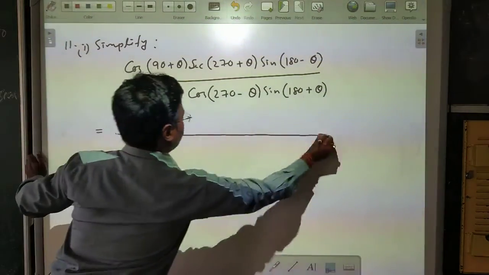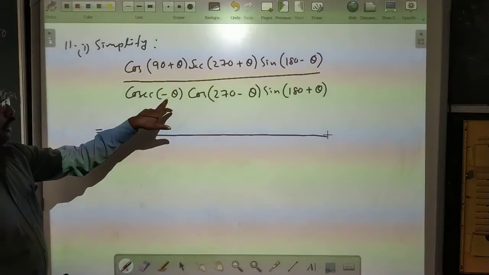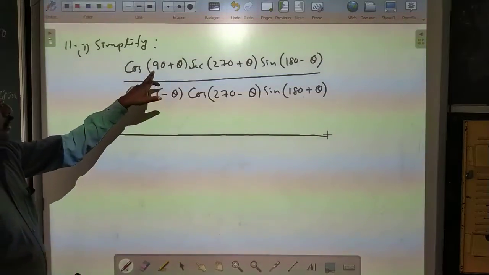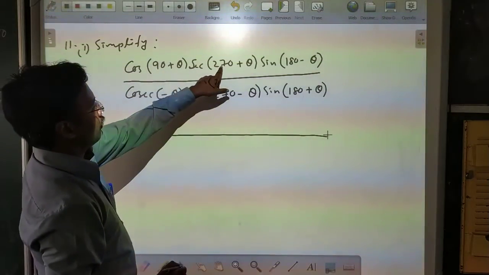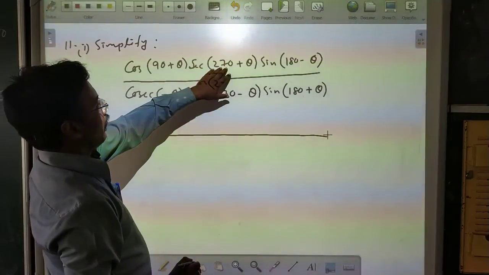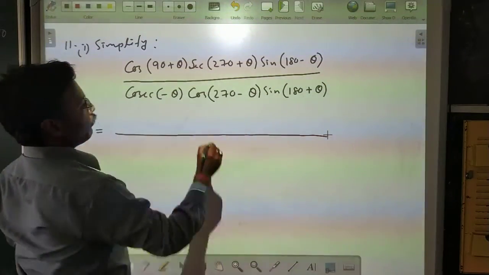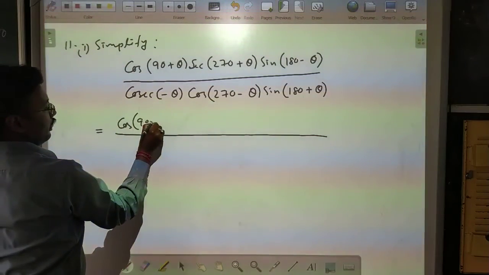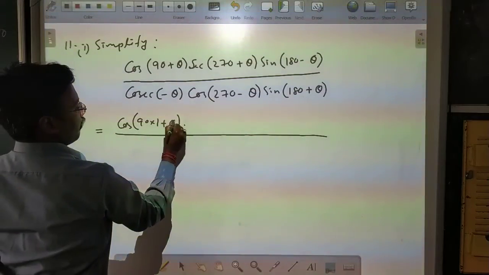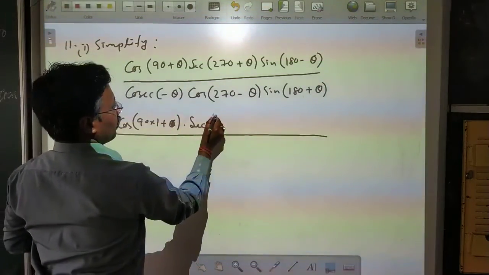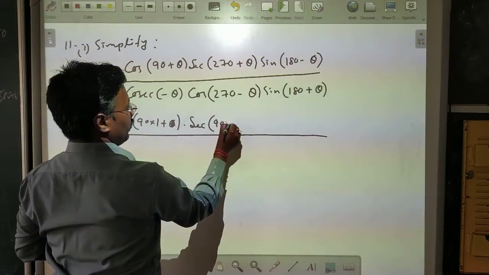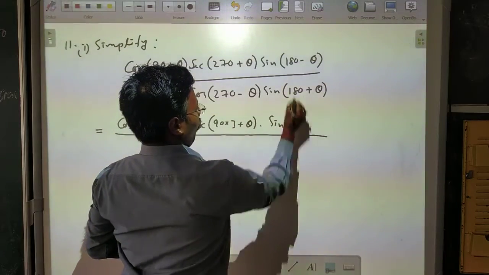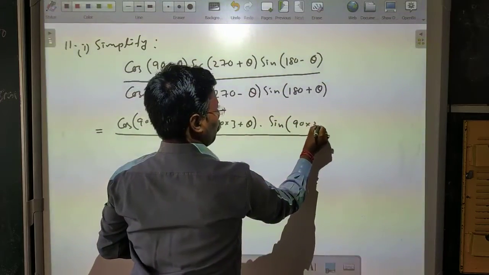So what you need to do is, first you need to check which angles are negative. So here we are getting cosec minus theta, so we can write it as minus cosec theta, but in the other angles we need to check which angles are greater than 90 degree, and we need to convert it in the form of 90 into n plus theta. So this can be written as cos 90 into 1 plus theta. Then next one is sec 270 plus theta, which can be written as 90 into 3 plus theta. Then we have sin 180 minus theta, it is 90 into 2 minus theta.